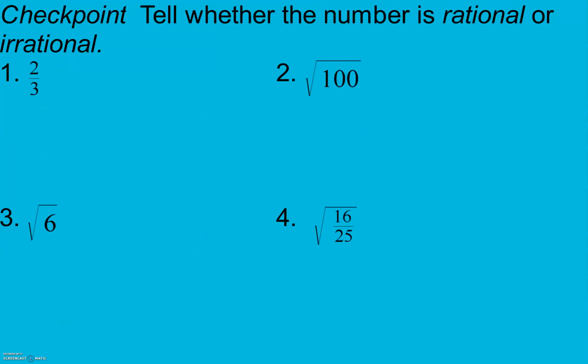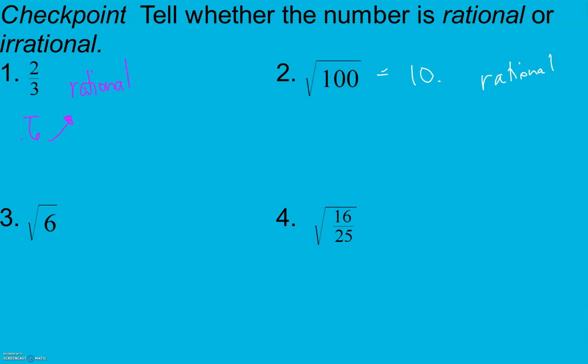Now, feel free to pause here and give this a try if you'd like. We're going to determine whether each number is rational or irrational. 2/3 is written as a fraction. That means it's going to be rational. If we wanted to write it as a decimal, we could. It'd be 0.6 repeating, which again, because it's a repeating decimal, tells us it's rational. The square root of 100 is 10. 10 is a terminating decimal. So this here is rational.